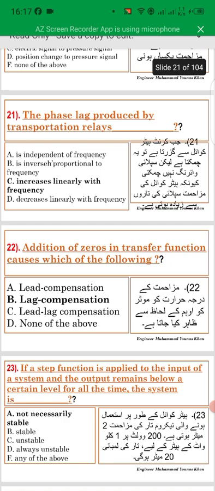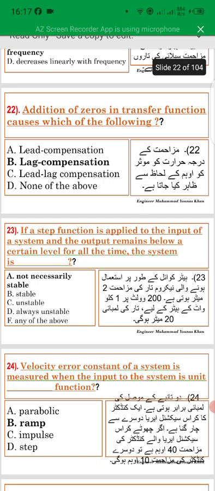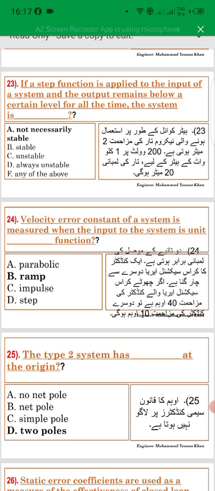The phase lag produced by transportation relays increases linearly with frequency. Addition of zeros in transfer function causes which of the following: lag compensation? If a step function is applied to the input of a system and the output remains below a certain level for all the time, the system is not necessarily stable.